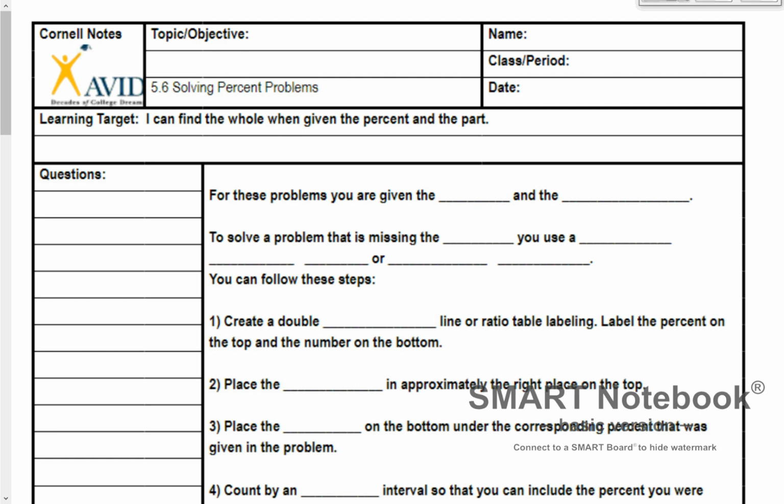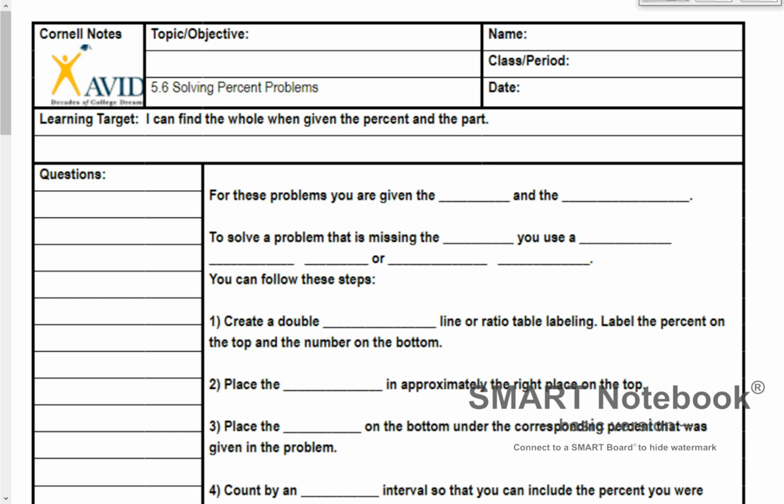Today we're going to review how to find the whole or total when given the percent and the part. So this would be an example where we know you got an 80% on a test. We know that you got 18 questions correct. We need to know how many questions there were on the test total.